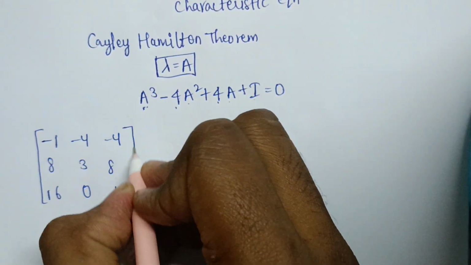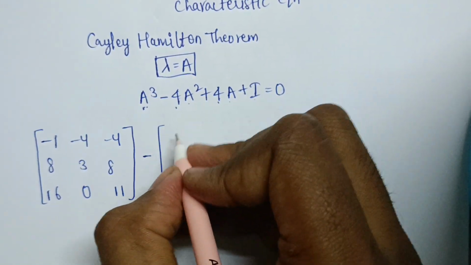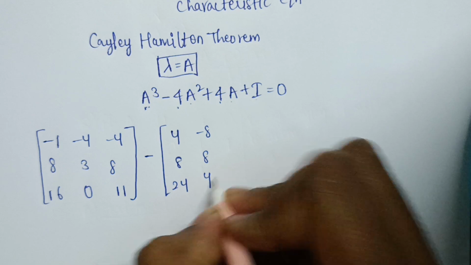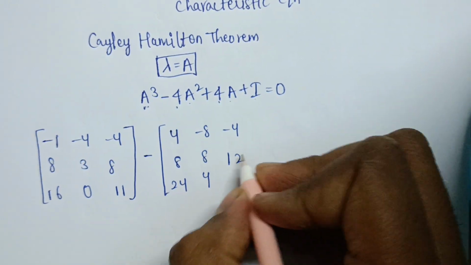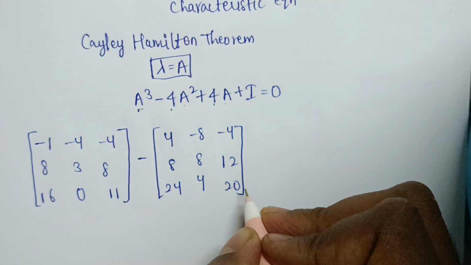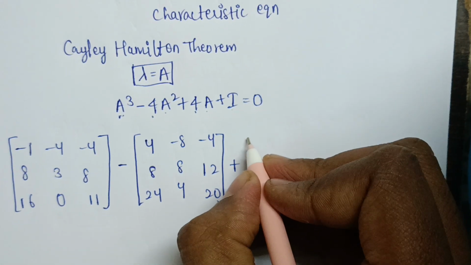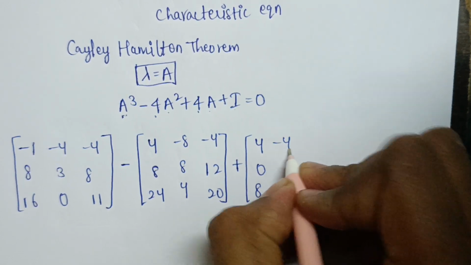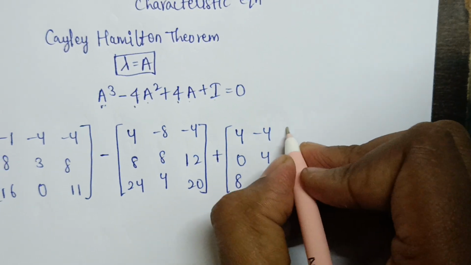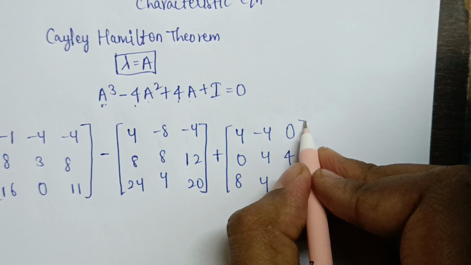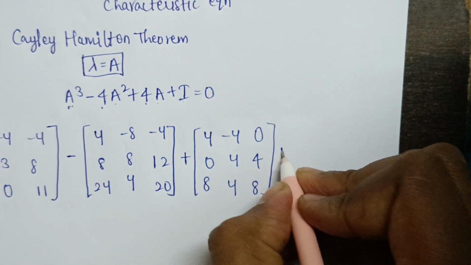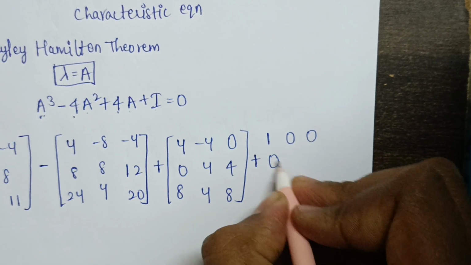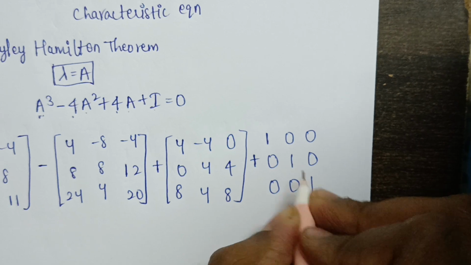This is A cube. Minus 4A square, which is 4 8 24, minus 8 8 4, minus 4 12 and 20, plus 4A, which is 4 0 8, minus 4 4 4 and 0 4 and 8, and identity matrix, since we took a 3x3 matrix here, is 1 0 0, 0 1 0, 0 0 1. Okay.